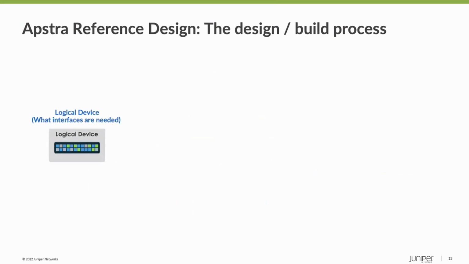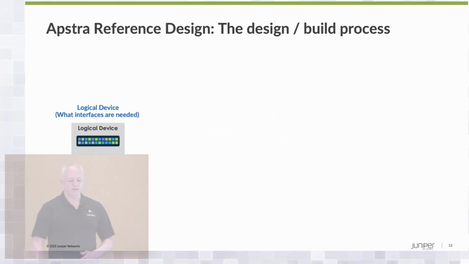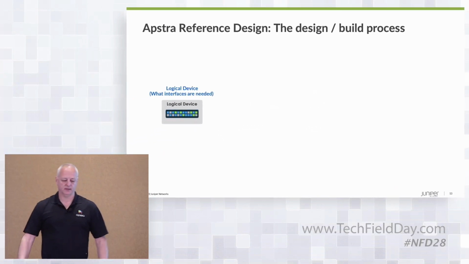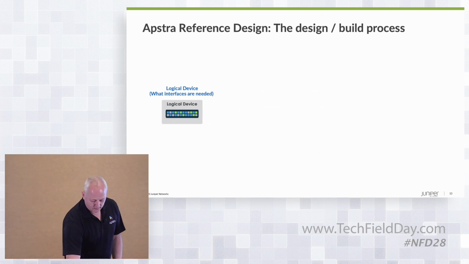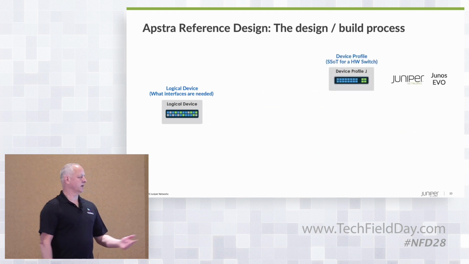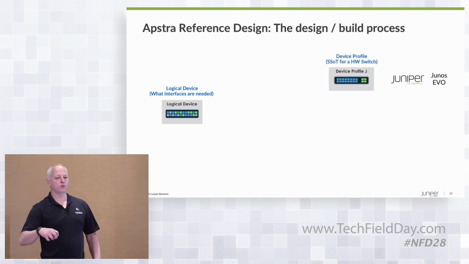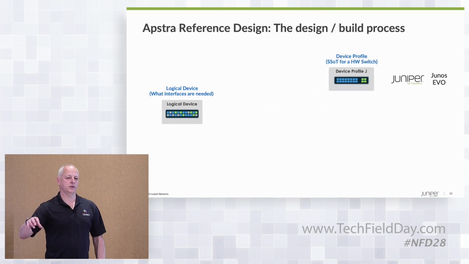So we start off with this logical device, and it's quite simple. It just represents a switch in your fabric. It could be an axis, it could be a leaf, it could be a spine or a super spine. We're saying that this is the number of ports we need. These are the speeds we need. This is where these ports are going to connect. We have this other thing called a device profile, and I actually call this like a single source of truth for a given physical switch.